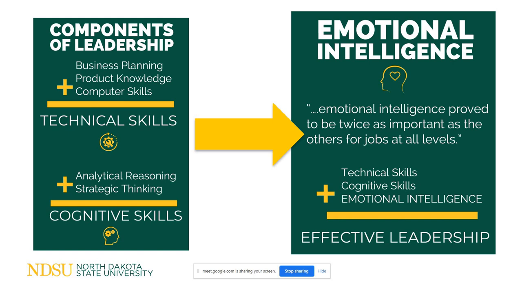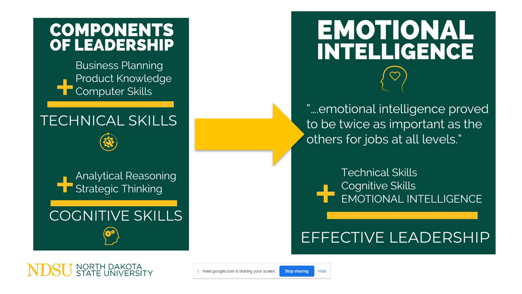So after that, what is required? Emotional intelligence. Emotional intelligence proved to be twice as important as the others for jobs at all levels. So these three things are necessary for effective leadership: technical skills, cognitive skills, and emotional intelligence. What are the technical skills? Like product knowledge, business planning, computer skills. You are going to study computers in the next semester, and that is also required.